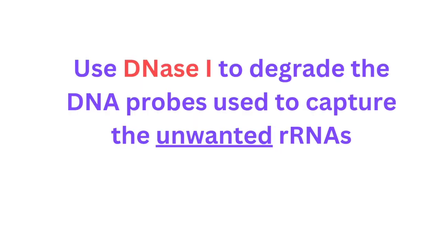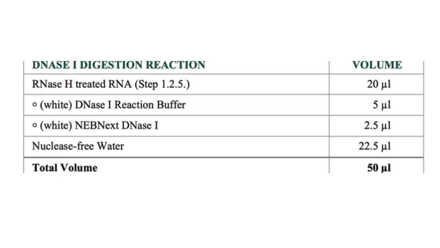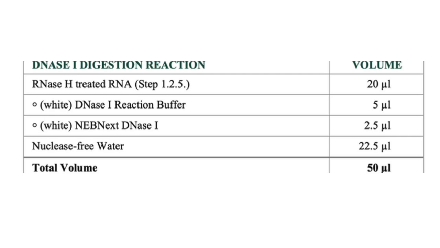In the next protocol, we want to digest DNA. So here we're going to use our RNase H treated RNA along with DNase 1 reaction buffer and the DNase 1 enzyme. And what we're going to do is make it up in a reaction volume of 50 microliters. So our input for the RNase H treated RNA is 20 microliters. Then we add the DNase 1 reaction buffer at 5 microliters. Then we add the enzyme, the DNase 1 at 2.5 microliters, and top up to 50 microliters using nuclease-free water.